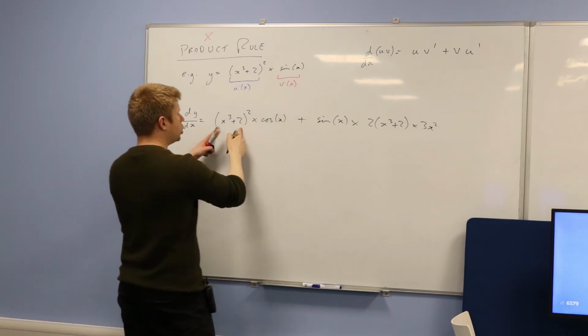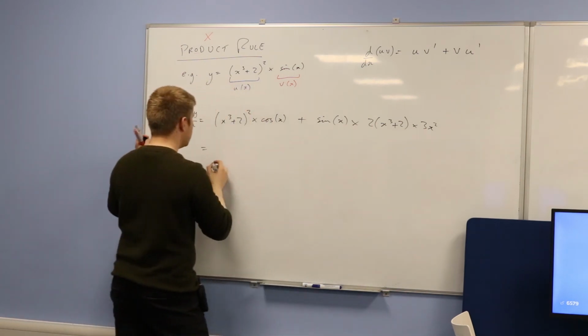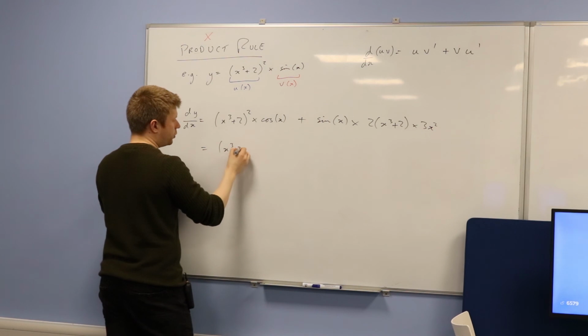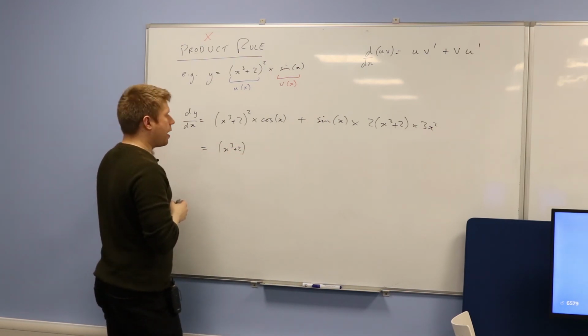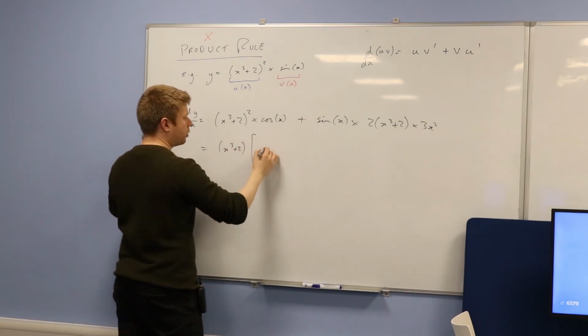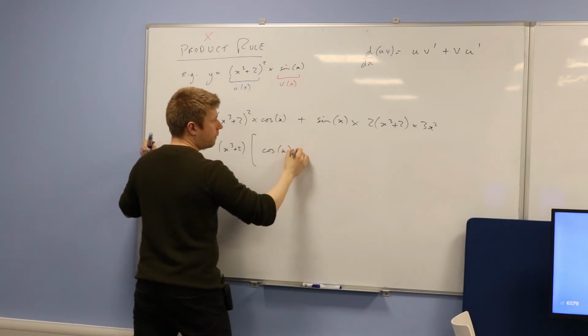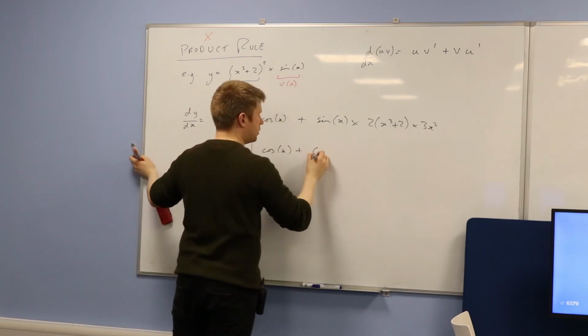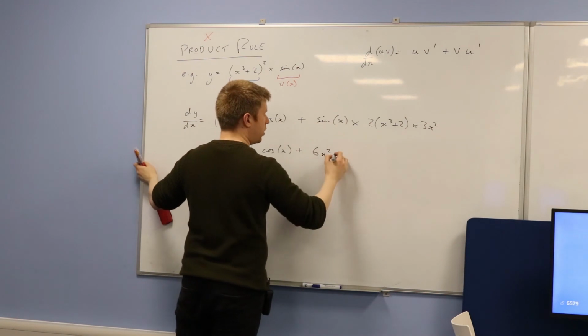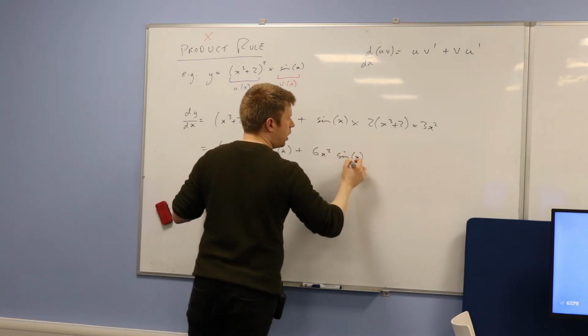So I guess we could tidy this up ever so slightly. I can see an x cubed plus 2 hiding in both terms. So I could factorise that out the front if I wanted to. Okay, and then inside the brackets I'm just left with cos x plus 6 x squared sine of x, and that's done.